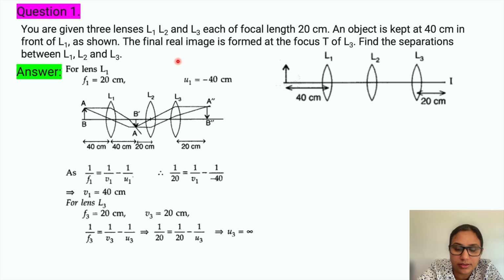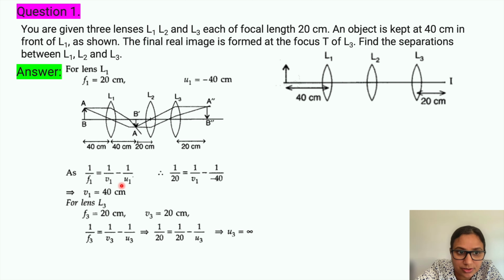So what is given here? For lens L1, the object distance and focal length are given. So f1 is 20 cm, u1 is minus 40, minus because the distance measured to the left side of the lens is taken as negative. Then using the formula, you can calculate the image distance of L1. So you get it as 40 centimeter.